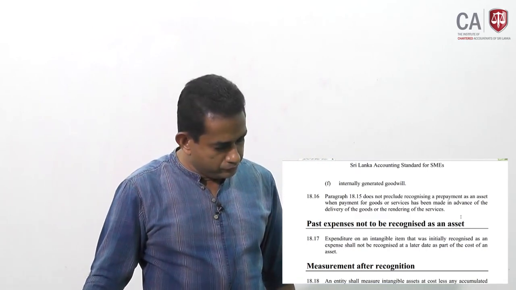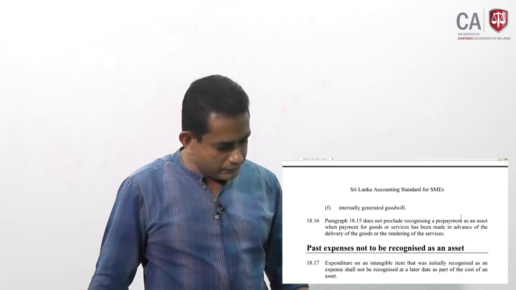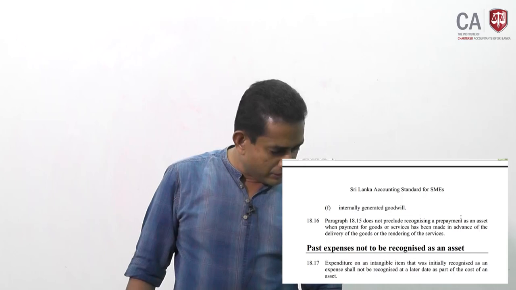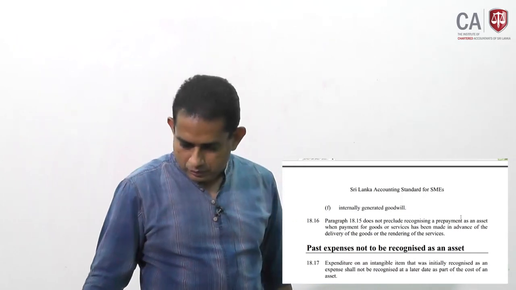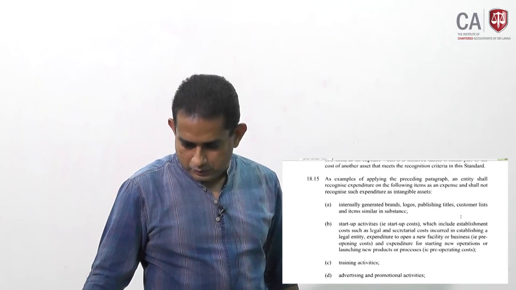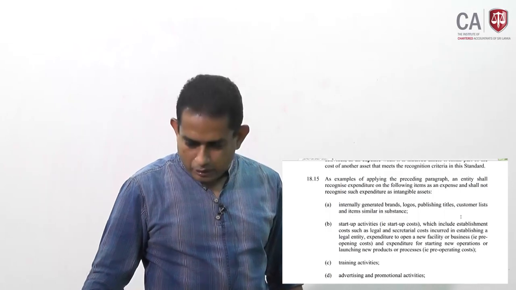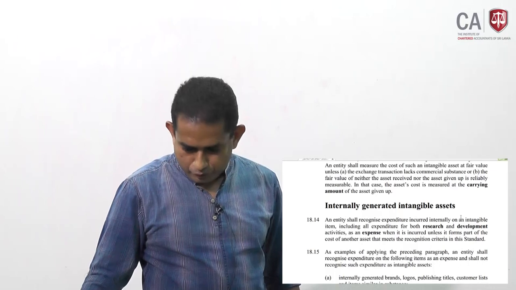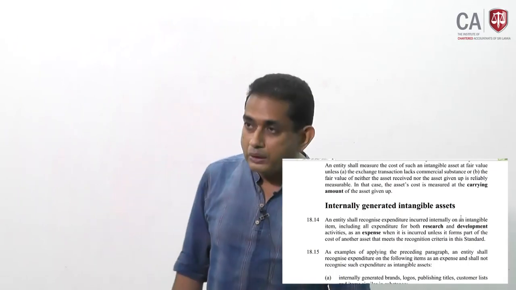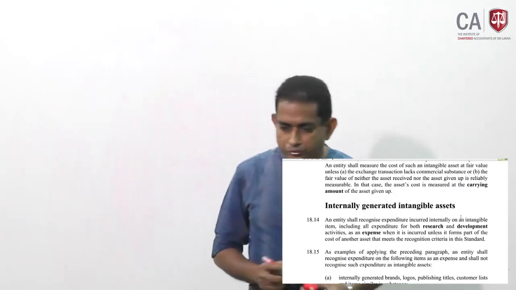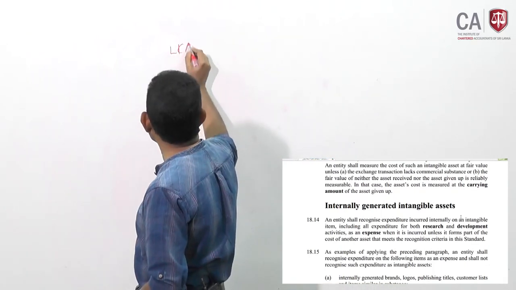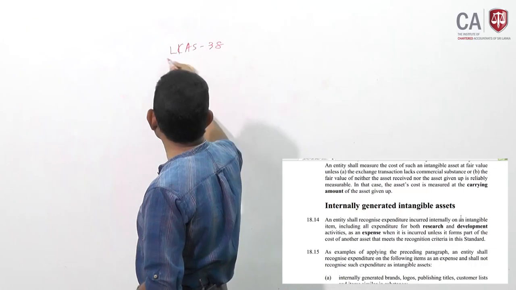Let us go to intangible assets. This is section 18, intangible assets other than goodwill, paragraph 18.14. Now, the corresponding SLFRS for intangible assets should be LK 38.